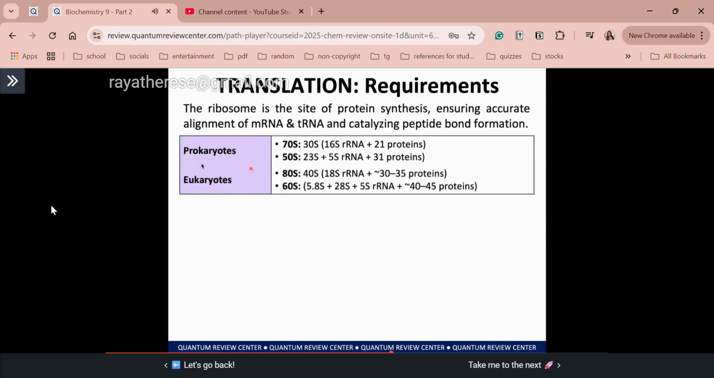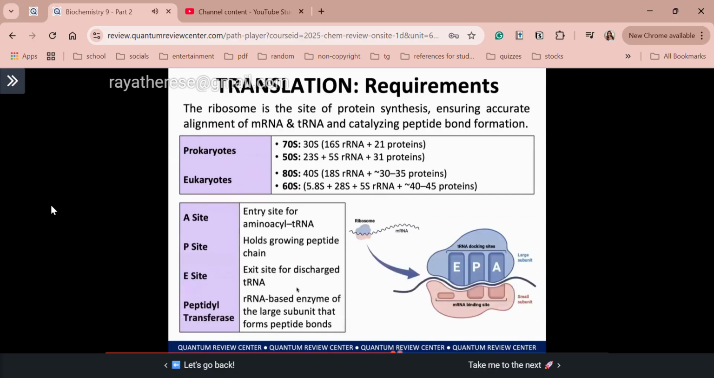For prokaryotes, we have your 70S and 50S large subunit. All right. For eukaryotes, we have your 80S and 60S large and small subunit respectively. Class, again, no need to memorize these different subunits of your ribosome. What is important here are the components of your ribosome.